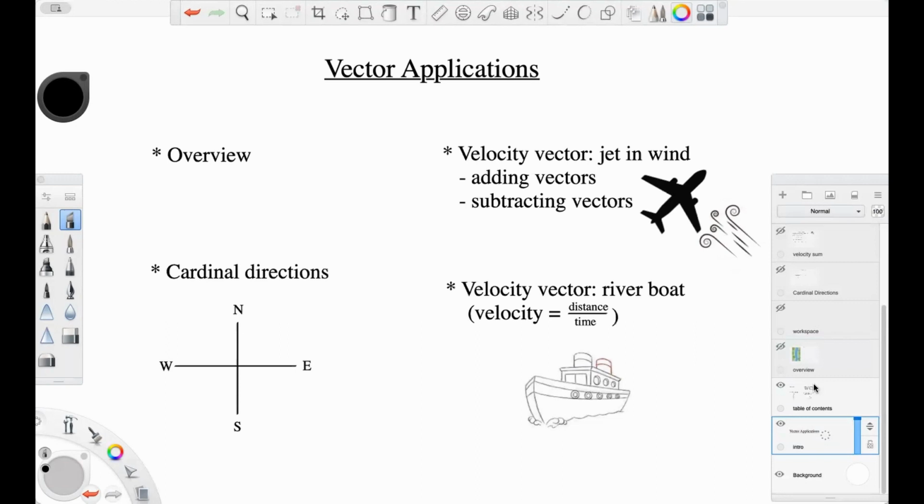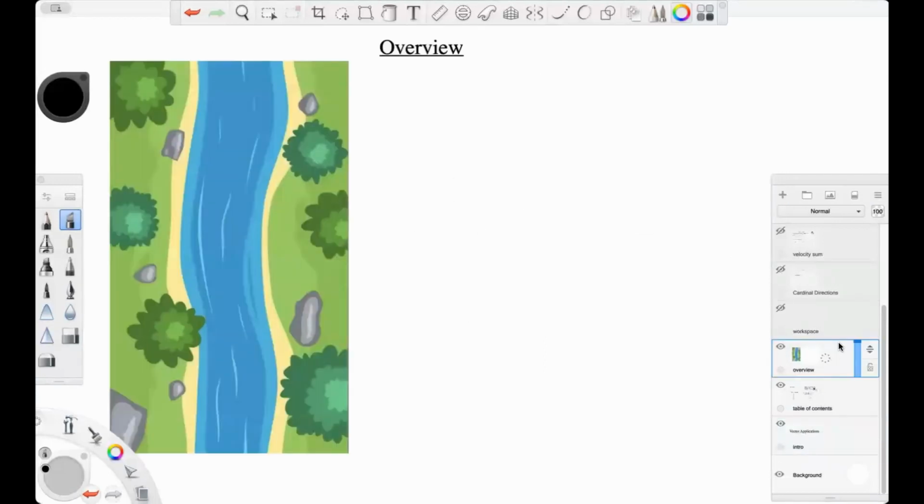So these are the chapter titles here. In the next video, we're going to be looking at force vectors. So let's go ahead and jump in with an overview of vector applications. When we're working with vectors, we just want to ground our understanding in our intuition.